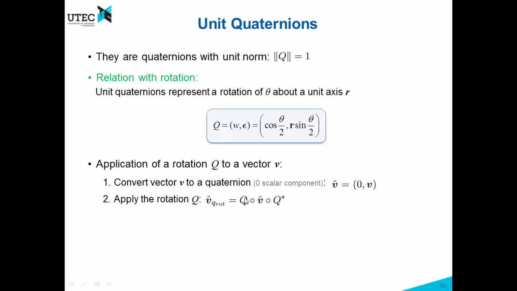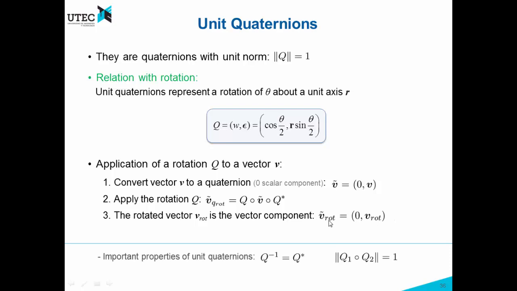The rotation is applied as follows. We multiply the quaternion with the vector and we post-multiply with the conjugate of the quaternion. This is just a single rotation. And then the rotated vector is just the vector component of the resulting quaternion. Some important properties of unit quaternions are that the inverse is equal to the conjugate and that the module of the quaternion product is equal to 1 because they are unit quaternions and the module remains unit. In robotics, we usually refer to unit quaternions simply as quaternions. So usually you will see that we only say quaternions, but actually we're referring to unit quaternions.